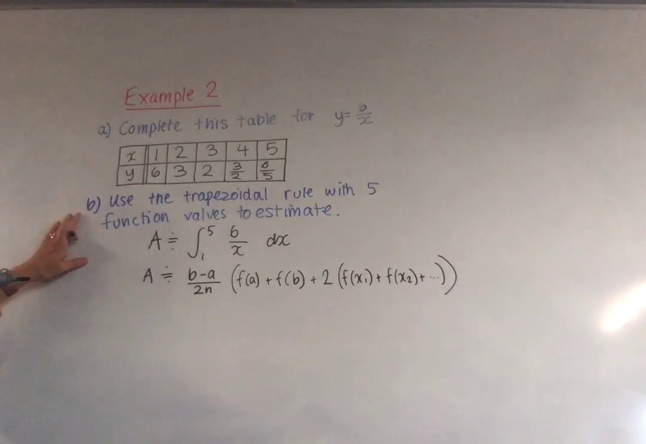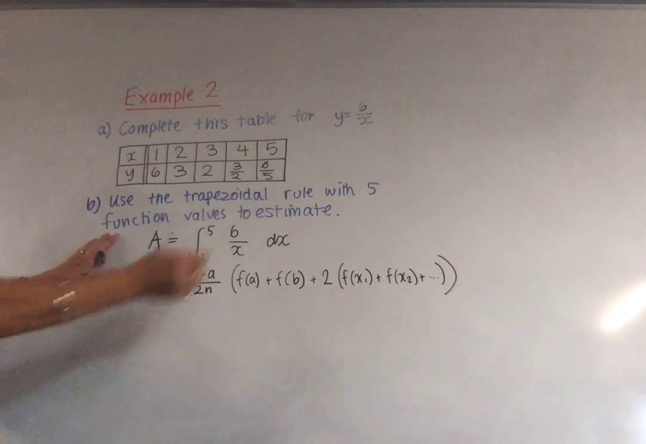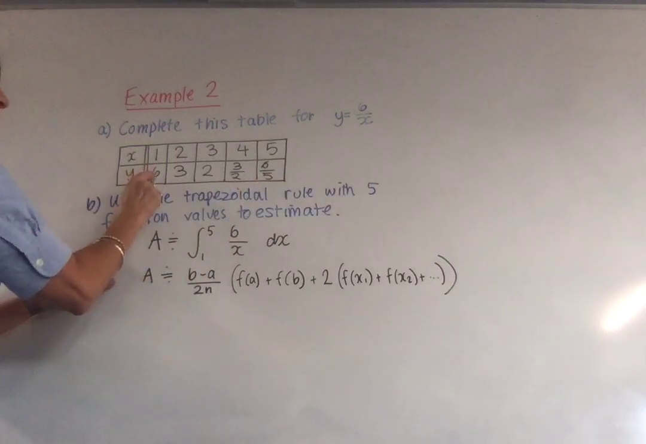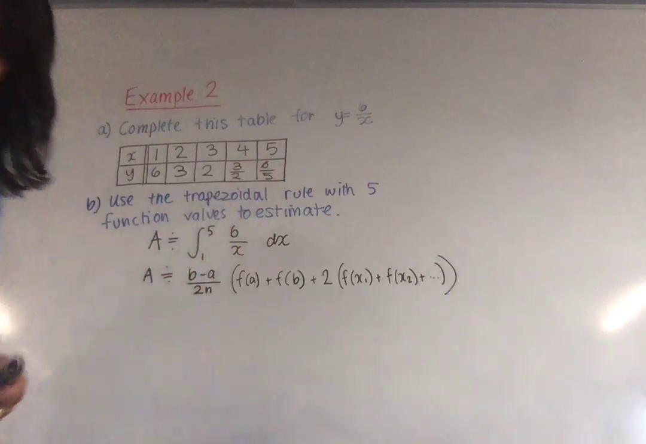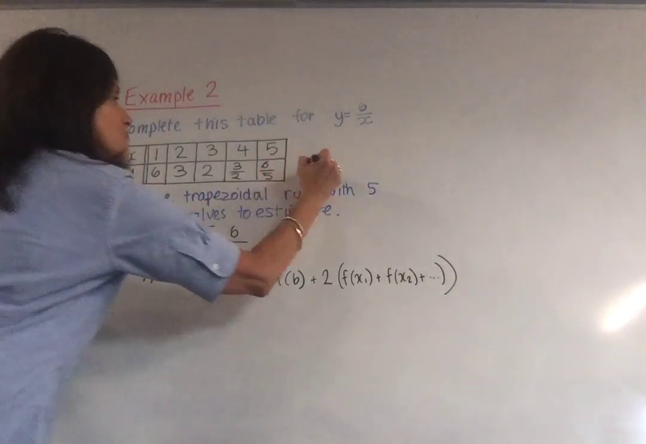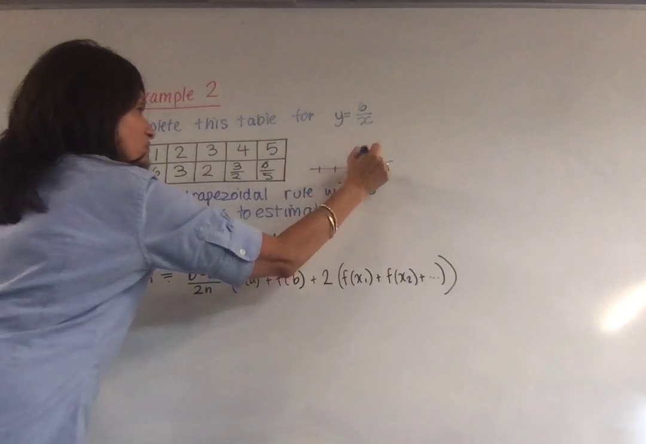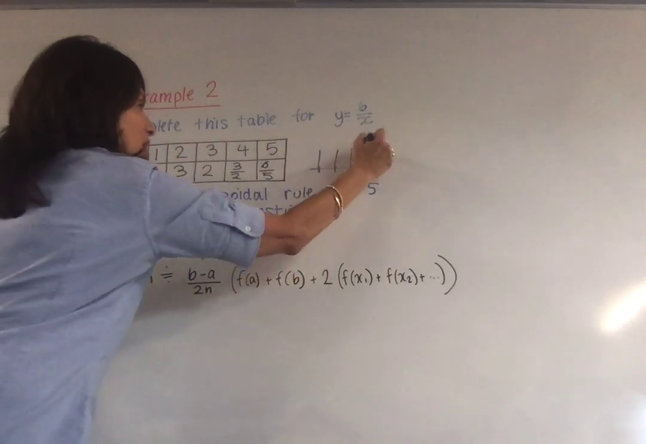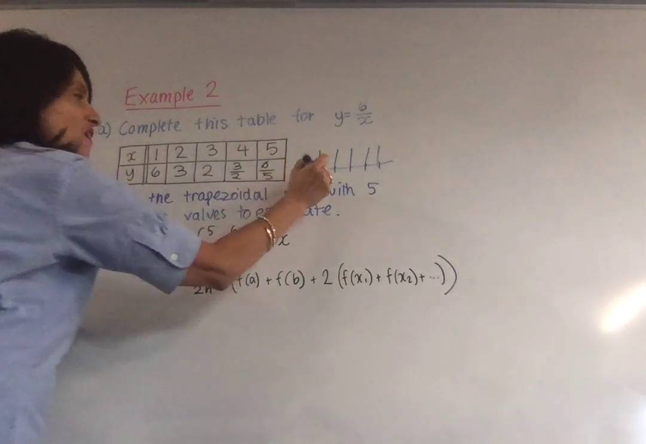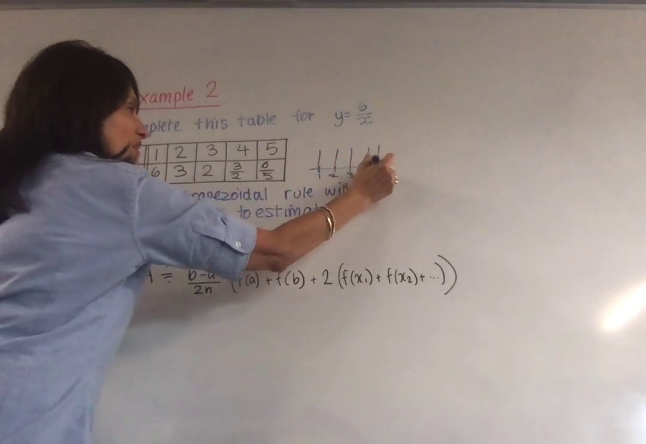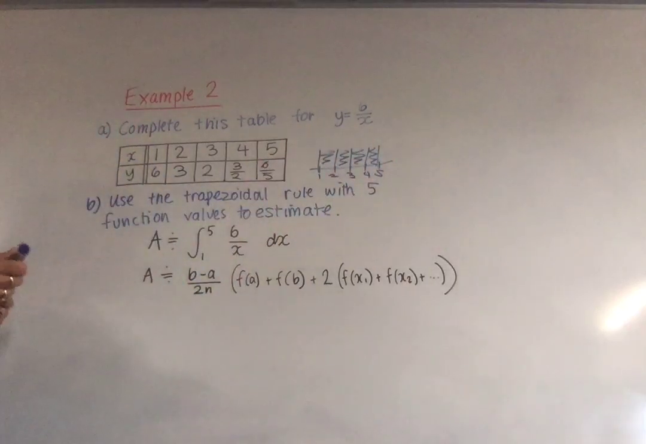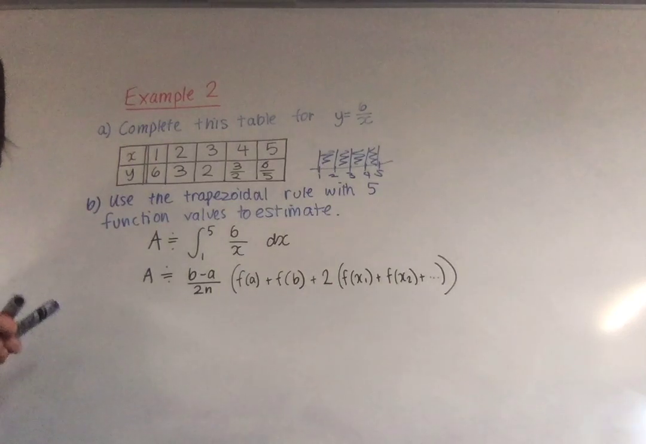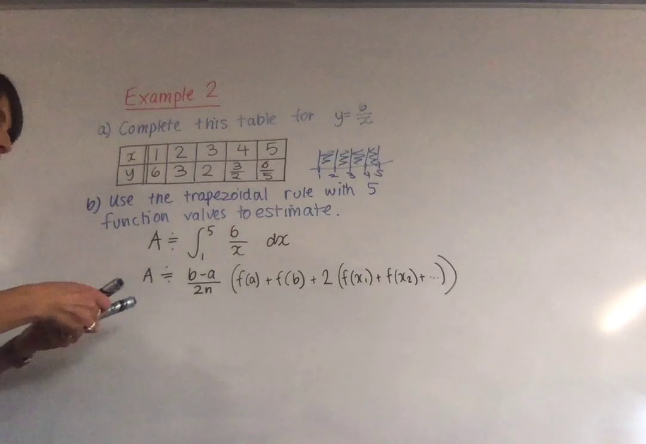Okay, now we're going to use the trapezoidal rule with 5 function values. So 5 function values, these are our 5 values, 1, 2, 3, 4, 5. Let's think about how many strips we've got. 5 values, but we've got 1, 2, 3, 4 strips. So just remember that the number of function values is 1 more than the number of strips or subintervals.